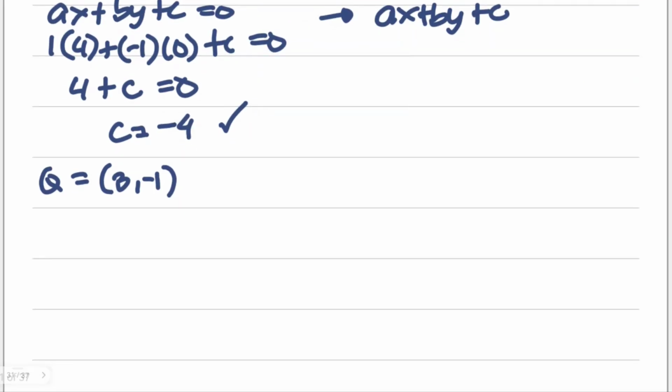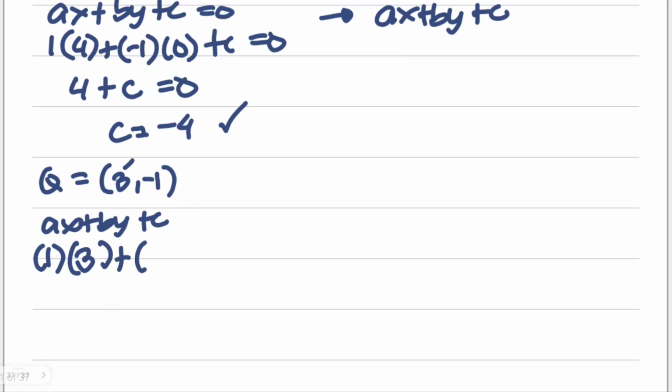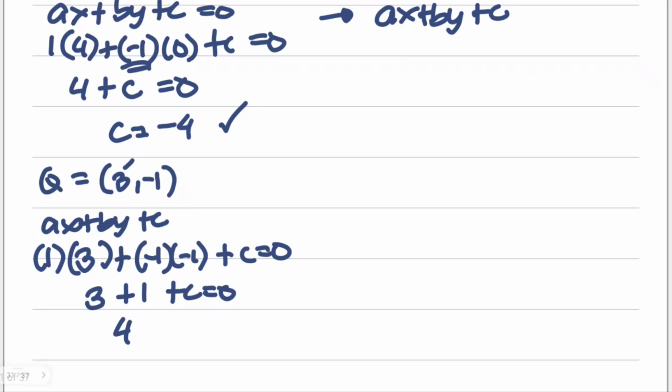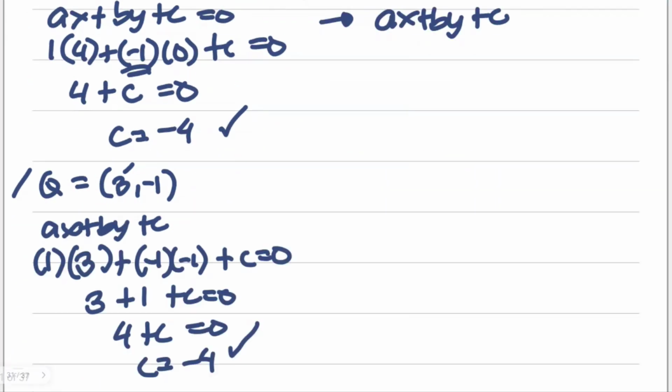But of course, if you would like to use it here, again, your a is 1. So for your ax plus by plus c, you have your 1, your x is 3 in this manner, plus your b is negative 1, right? This is your b, times negative 1, plus c is equal to 0. You have 3, that's positive 1, plus c is equal to 0. So you still have 4 plus c equal to 0. Your c is still negative 4. See that even if you were going to use q or p, you will still get the value of c, because again, they are on the same line.